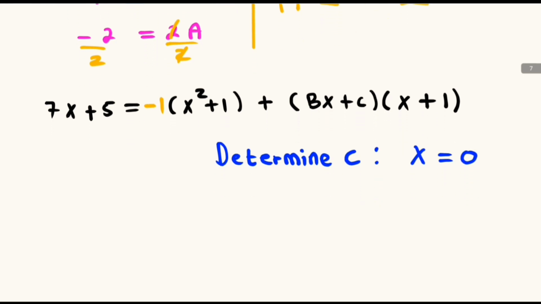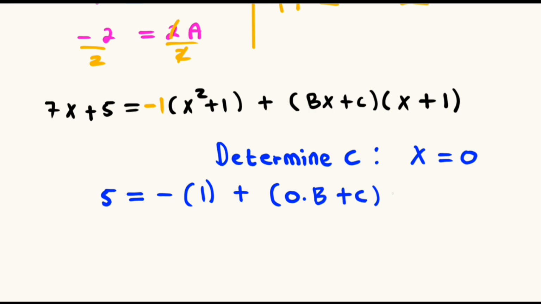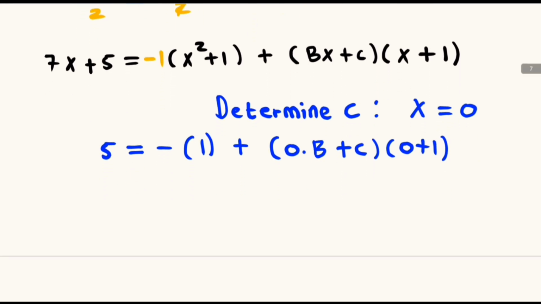and the 7 multiplied by 0 will be equals to 0, and we'll be left with 5 on the left hand side, which is equals to negative into 0 squared will be 0, and we'll be left with the 1 plus 0 multiplied by b plus c into 0 plus 1. We take the negative 1 to the left, and it's going to change sign to positive 1. 0 multiplied by the b will be equals to 0 plus c into 0 plus 1. So c will be equals to 5 plus 1, which is equals to 6.